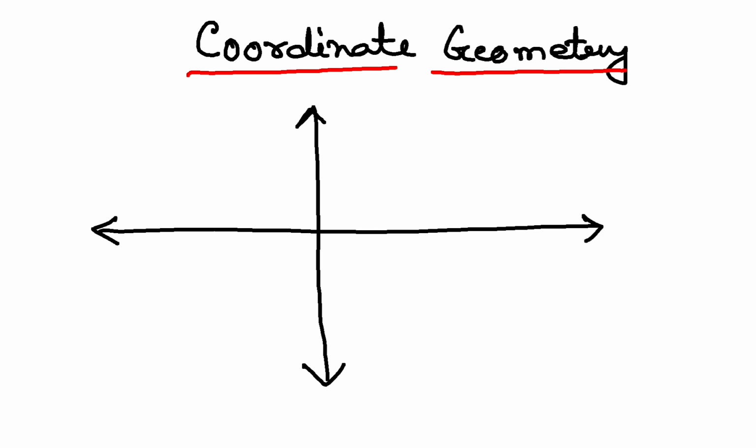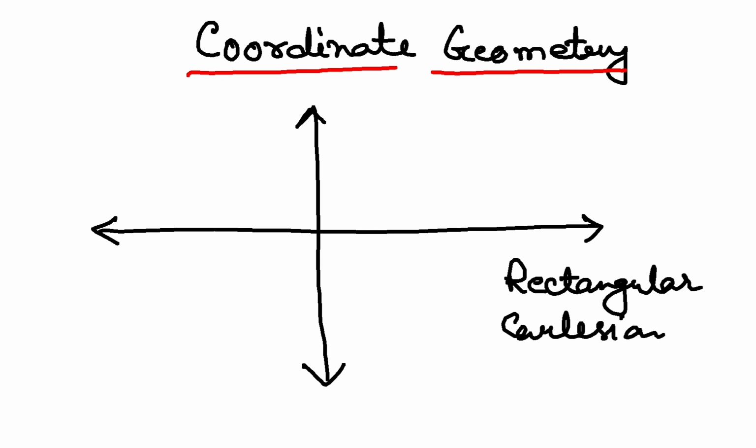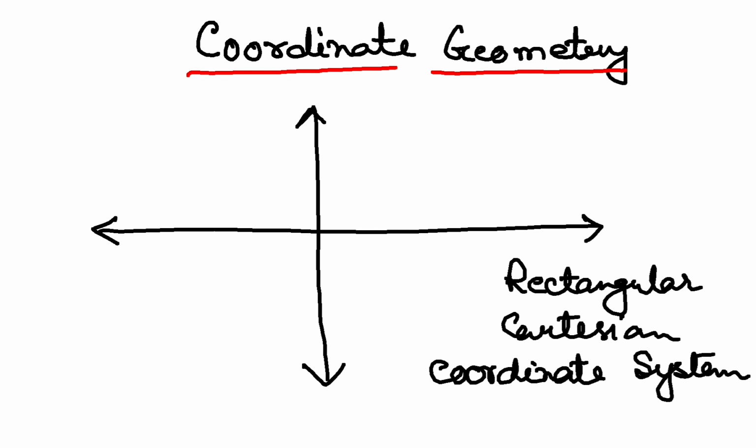This system is called the rectangular Cartesian coordinate system. Okay, the point where these two lines meet is called the origin. We denote it by O, not 0.